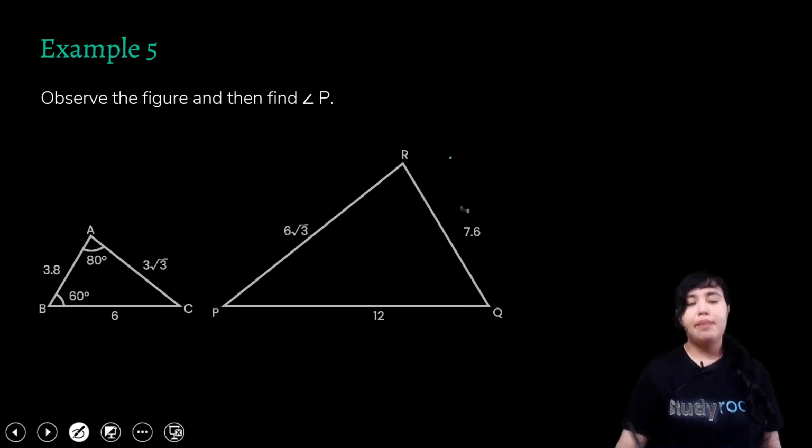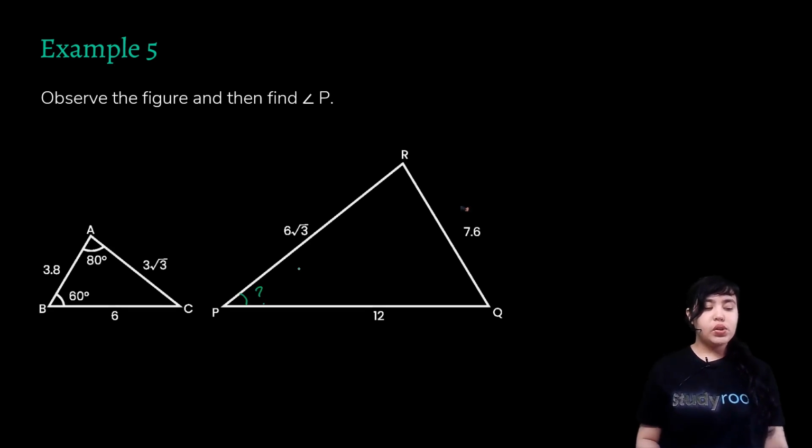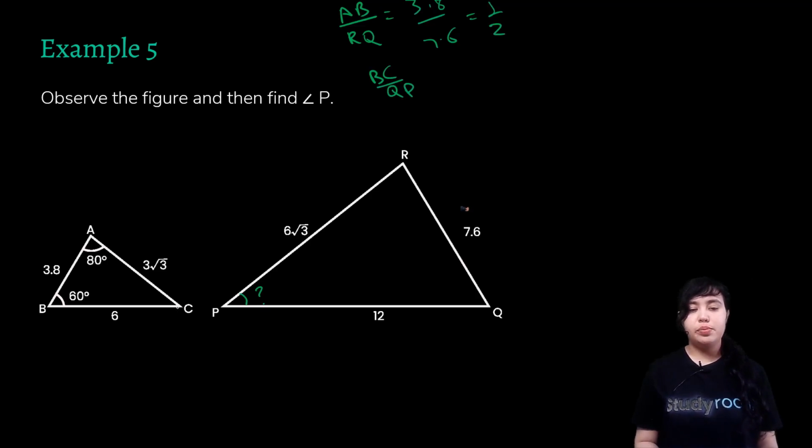Then we have another example. Here you will make use of similarity to calculate the value of this angle, which is at the moment not known to us. So what you can do over here is find out AB upon RQ. You see this is 3.8 and this is 7.6, which means this ratio turns out to be 1/2. Then if you find out BC upon QP, this is 6/12, which is again 1/2. And what else do we know?